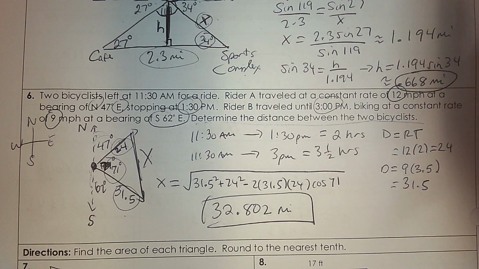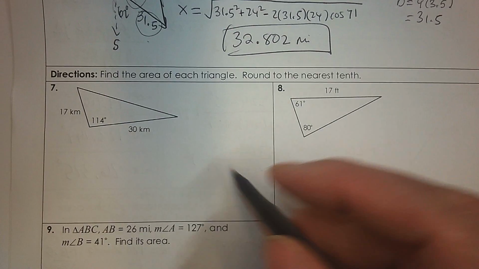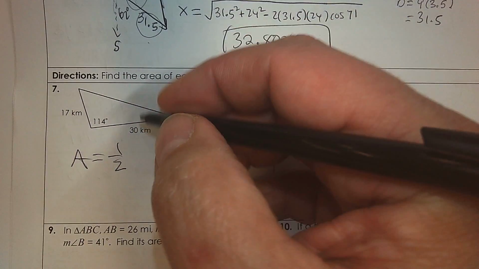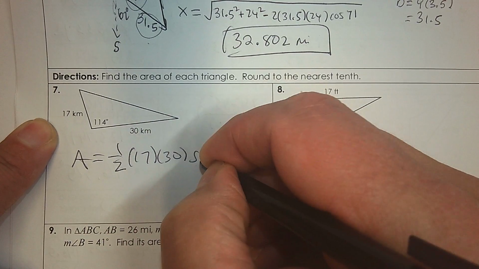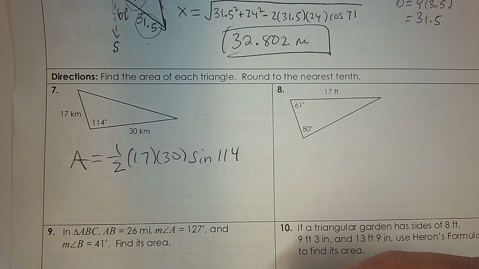All right, number 7. Now area questions. Can you find the area of this triangle? Side, angle, side. Super easy. 1/2, and then it's the side, 17 and 30, times the sine of the angle in between them. Done. So 0.5 times 17 times 30 times the sine of 114.